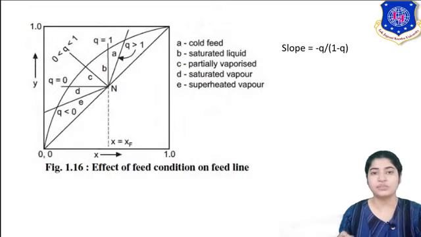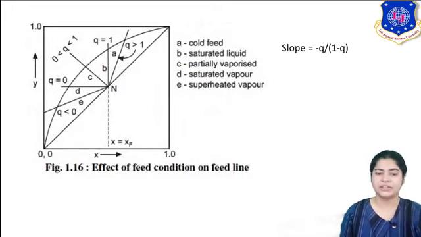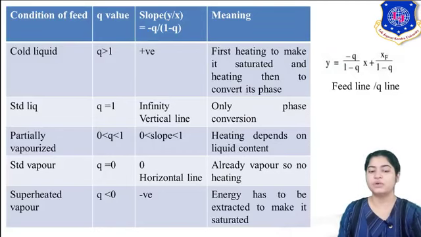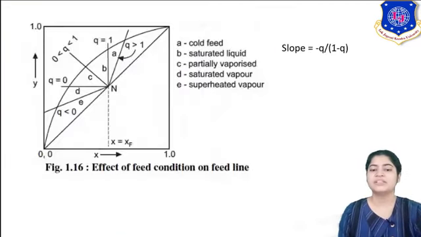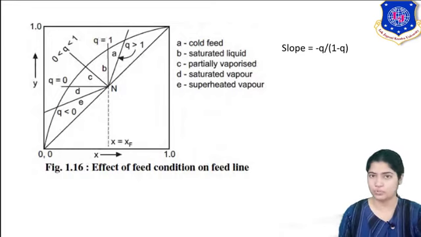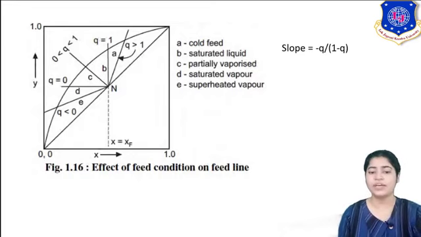It means its q value is what? Equal to 1. Hence you can see the vertical line is there. Slope is what? Infinity here. Right, we saw here. See, the slope is what? Vertical line, infinity. Similarly, for partially vaporized feed, the q value is what? Between 0 to 1. Similarly, the slope will also range from 0 to 1. Okay. The fourth one is your saturated vapor. q equal to 0. Hence, your slope is 0. E is your superheated vapor. Here you can see that your slope is negative.